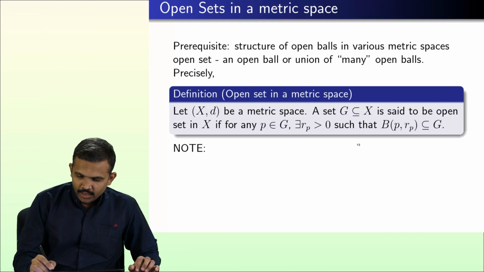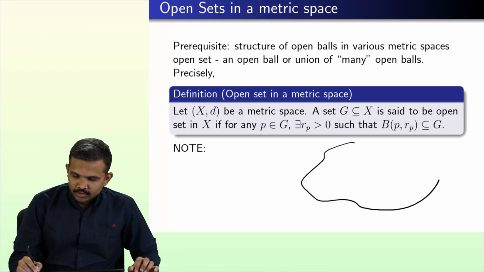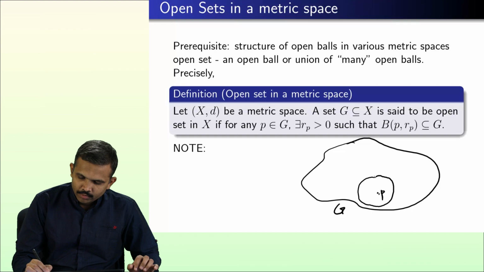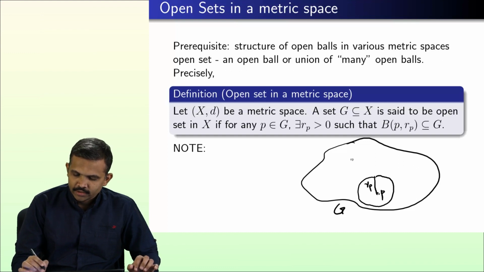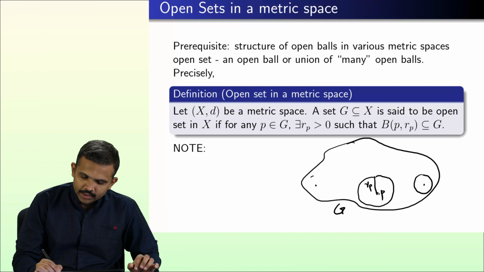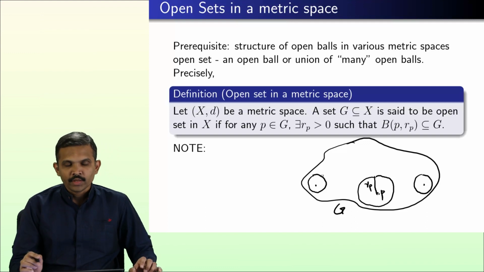So, the idea is this: if you have a set G and take any point P, then around that point I should be in a position to find some open ball with some radius r_P such that that ball sits inside the set. This I should be able to do for every point of my set. If I can do that, then I can declare that my set is open, otherwise not.